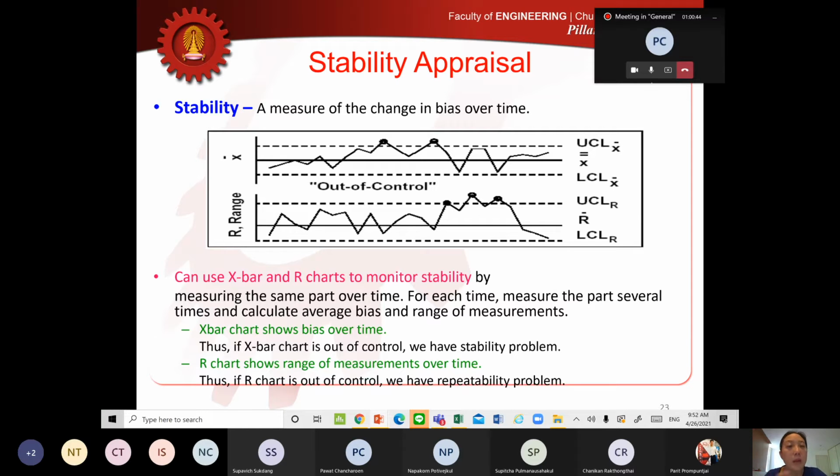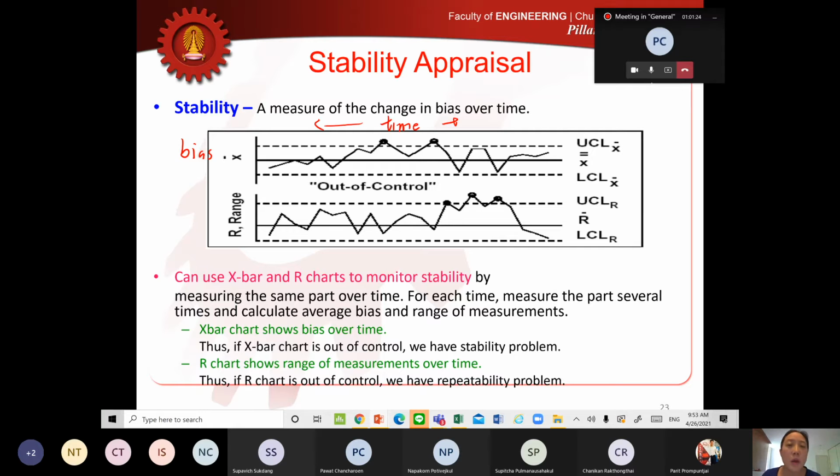Next, we come to another analysis about the stability of the bias. In this analysis, we will use control charts to help us check whether the bias is changing over time or not. So remember the control chart: the x-axis is the time axis, right? So this is the time period.